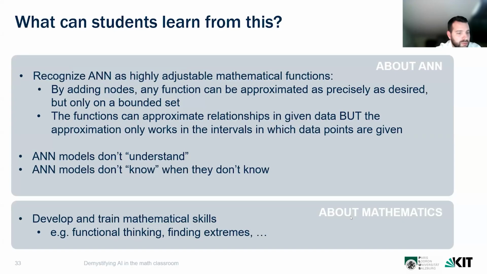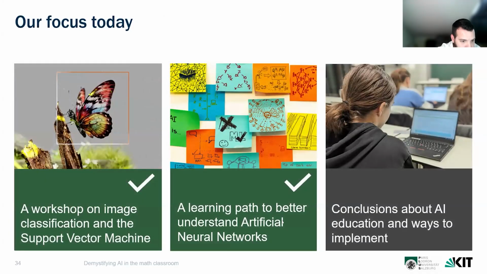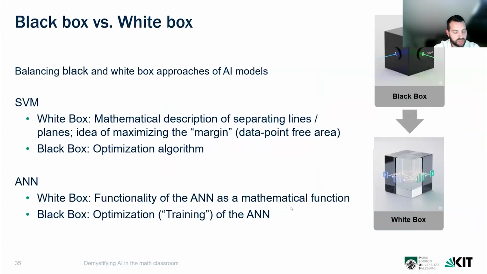And at the same time, from a mathematical point of view, the students develop and train mathematical skills that are present in the curriculum anyways. And to come to the conclusion, in both of the presented ways, and normally in all our workshops, we have a black box and white box combination, and we try to model these approaches. So for both of the things that we presented today, the optimization algorithm is actually a black box. We don't talk about it. We just talk about what the task is for the optimization algorithm. But we talk more about the mathematical description of the models.